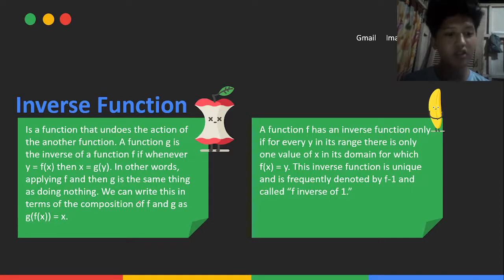We can write this in terms of composition of f and g as g composed with f of x equals x. A function has an inverse function only if for every y in its range there is only one value of x in its domain for which f of x equals y. This inverse function is unique and is frequently denoted by f inverse, or f minus 1. Okay, let's proceed to the problem.